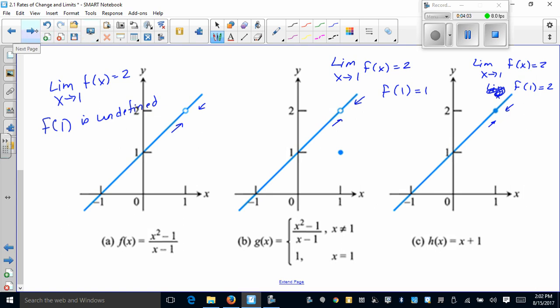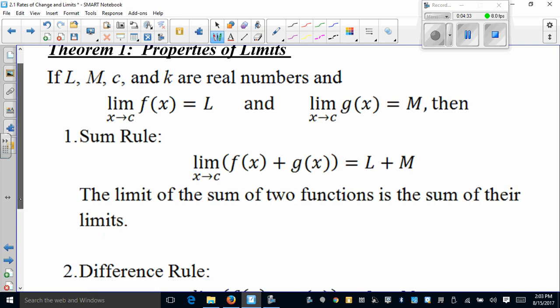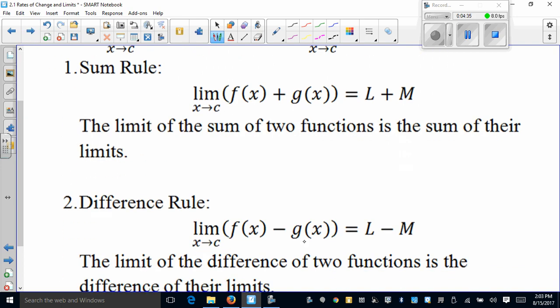So these are a lot of different properties, and your homework does show this. So I'm not going to spend a lot of time on here. The sum and difference rule, these are the same. You can have like x squared plus 2x. You can do the limit of one and the limit of the other and then add them, and then you have the limit of the sum. Same with the difference. You can take these two, separate, do just the limit of f of x and just the limit of g of x, and then subtract them, and that will still give you the limit of the difference between the two.